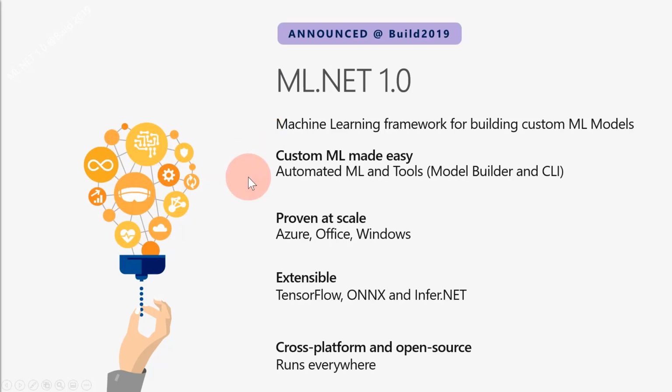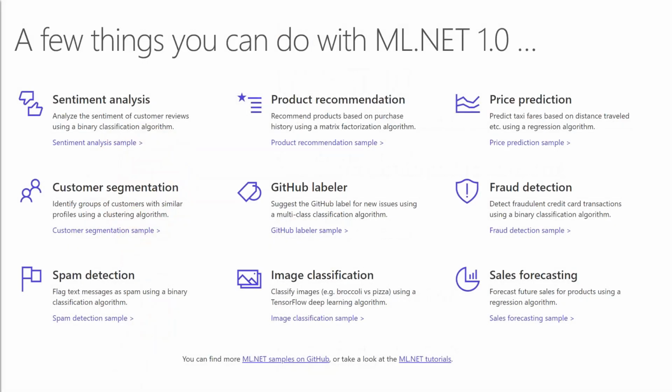We have some automated ML and tools. Okay, we're going to be talking about automated ML in the next session. It's proven at scale internally. Again, Microsoft's using this in Azure, Office, Windows. It's extensible, so we see the ability to use TensorFlow, ONNX, and Infer.NET, and then cross-platform, of course, and that's so important now. We're not just a Windows world, we are a Linux world, iOS, Android, and we want these technologies to be available on many platforms.